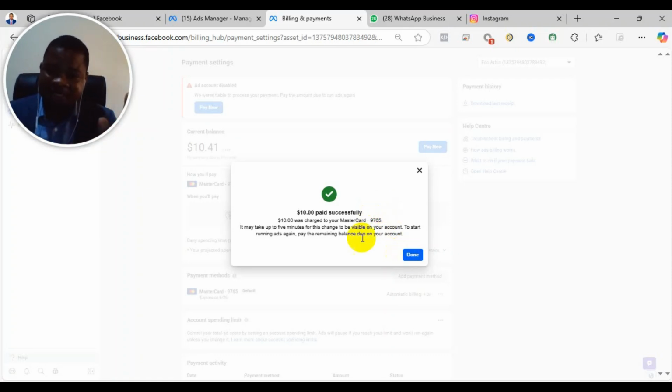If you try and it's not going, as I said, remember to pay to the nearest whole number, because if you try to pay all at once, sometimes it may not go. If you follow this, you'll be able to get your issue resolved.